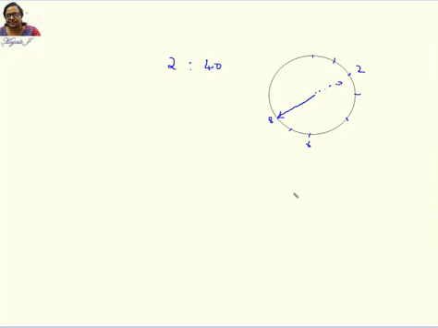5 or 6? 6, ma'am. Yes, 5 is missing. So 1, 2, 3, 4, 5, 6. So 8 minus 2, you can consider it this way, 6 divisions. Each division is 30 degrees. So overall it's going to be 180. That's what somebody said as the answer, right?